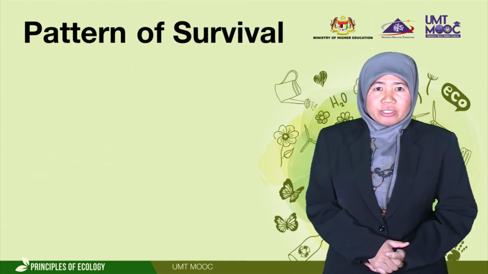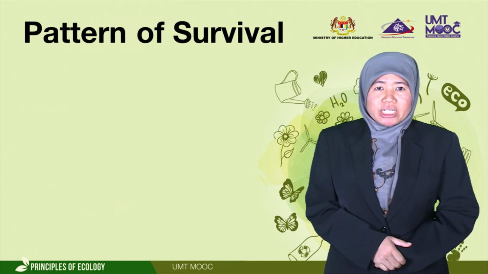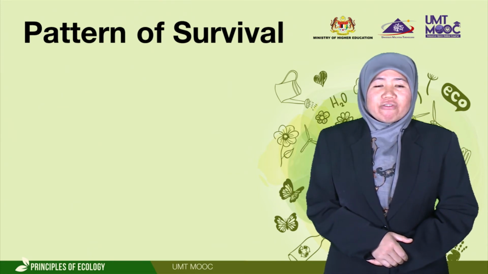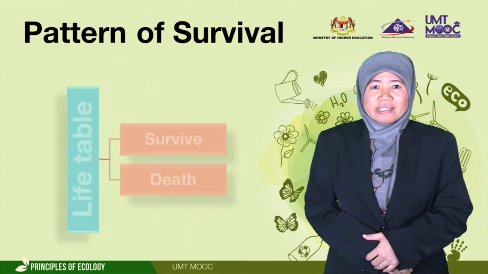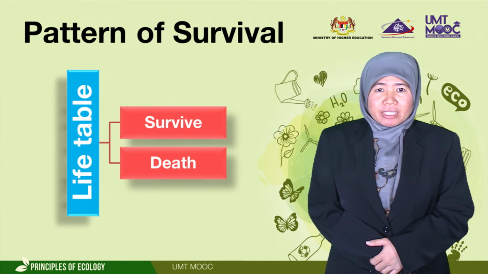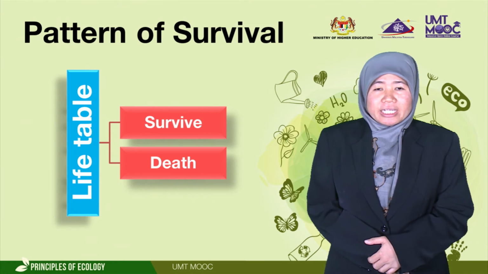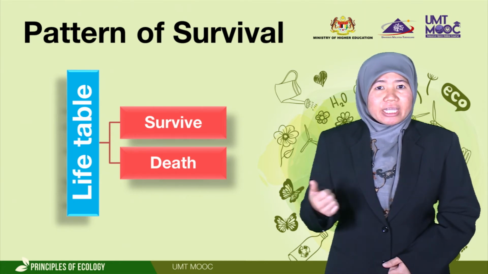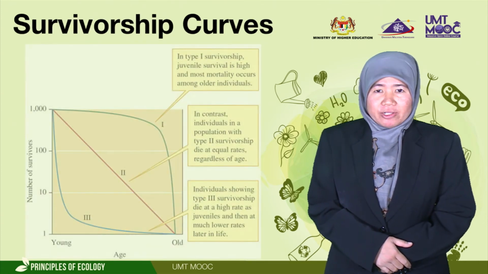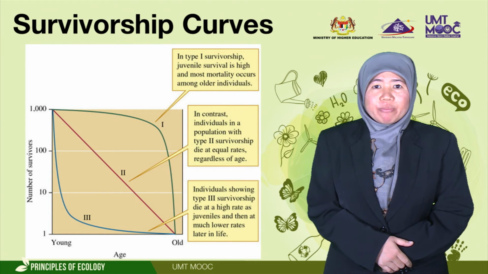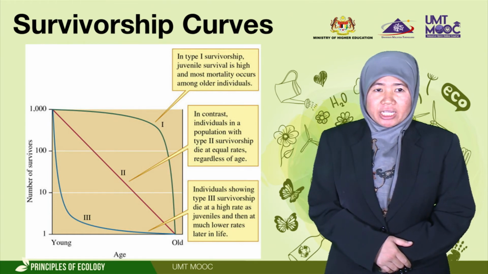Other than dispersal, we have to consider the survival pattern of a particular population, which varies greatly from one species to another and also depends on environmental circumstances. Patterns of survival could be investigated from life tables that list both survival and death in a population. Life tables can be used to draw survivorship curves, which generally fall into one of these categories.